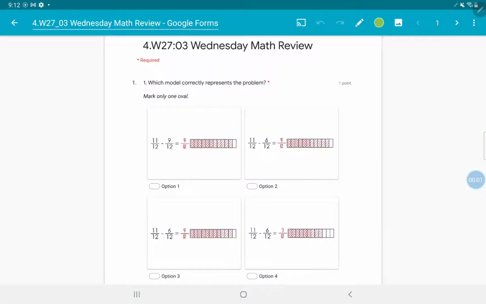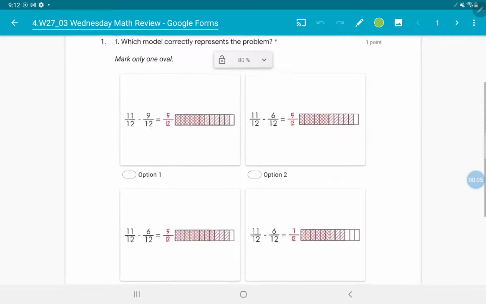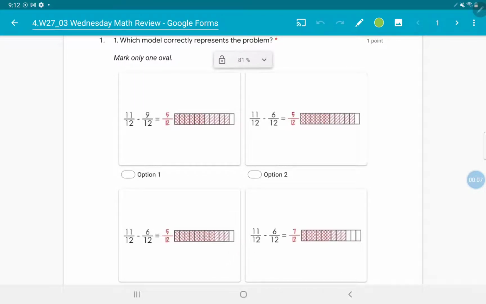First, we're going to check Wednesday's daily math. You're looking on the first one for the model that correctly represents the problem. So we're subtracting fractions. When I add or subtract fractions, what do I have to always check first, Olivia? The bottom numbers. I have to make sure the bottom, or the denominator, is the same.